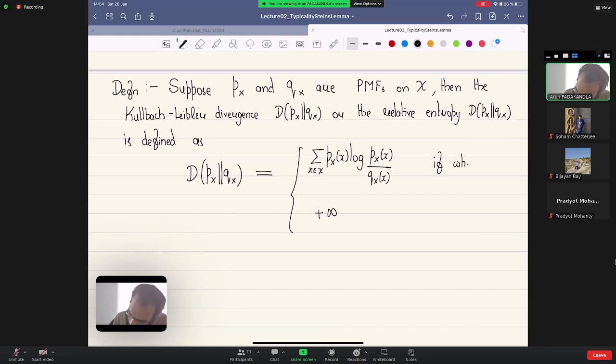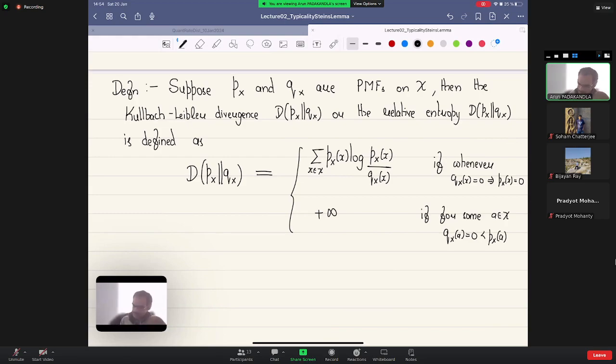whenever Q(x) equal to 0 implies P(x) equal to 0. So in other words, it is infinity if for some a belonging to X, Q(a) equal to 0 and strictly P(a) is not equal to 0.